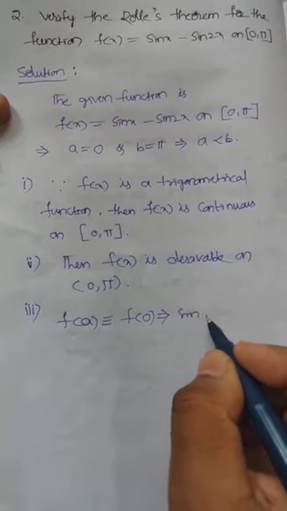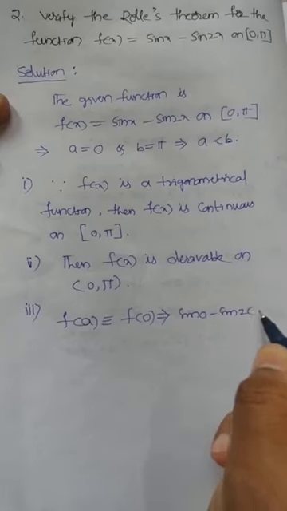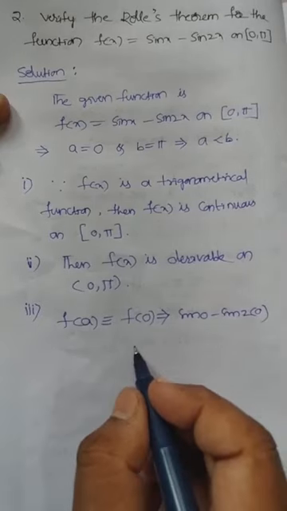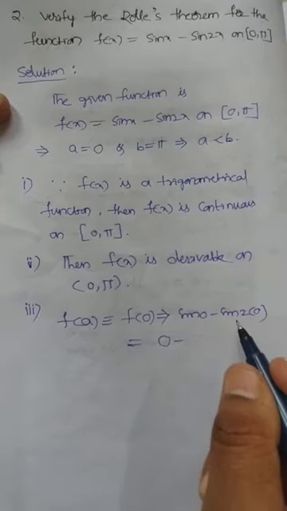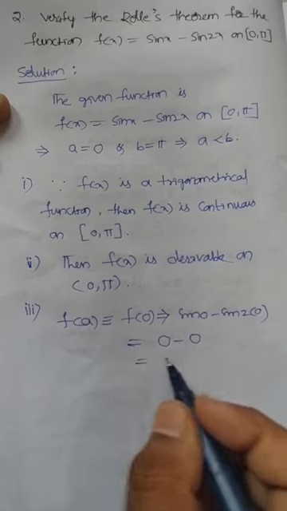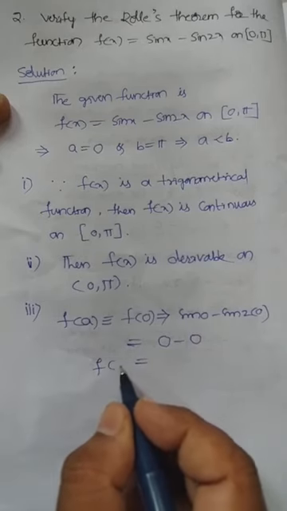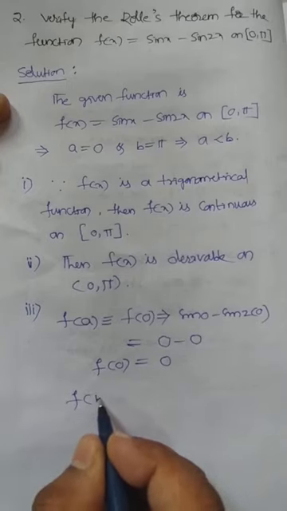sin 0 minus sin 2 into 0. Sin 0 is 0, minus sin 2 into 0, which is also sin 0, and that is 0. So what I got: f of 0 value is 0. So now f of b.